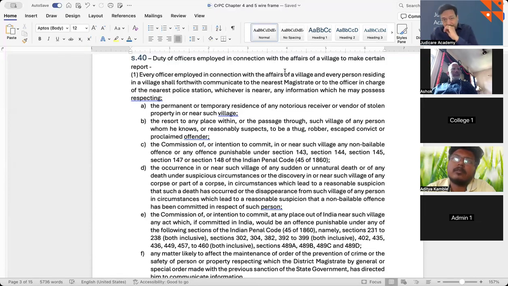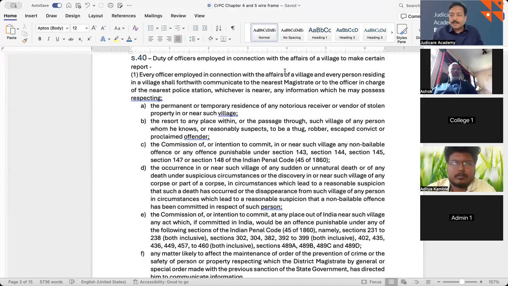Now, before I go any further, whatever crimes were mentioned under IPC in section 39, which need to be informed to the police or the magistrate, are automatically covered under section 40 also. So it is inclusive of those crimes, plus the permanent or temporary residence of any notorious receiver or vendor of stolen property in or near such village.